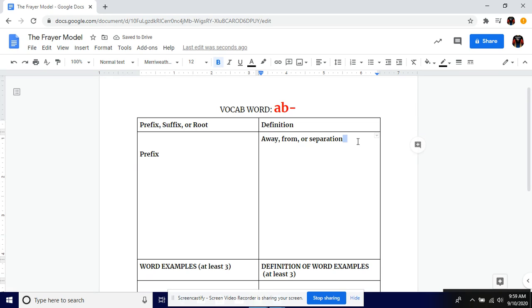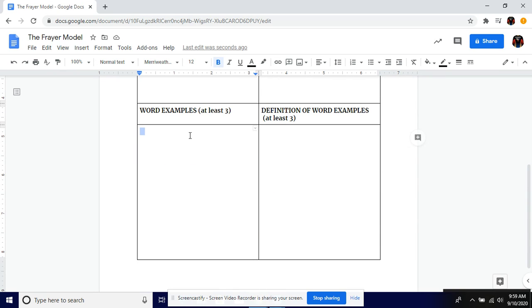And now that you have your word part and your definition, that is where you will now go down and fill out three words that you know start with ab. And it will now become clearer why these words mean what they do. So for example, absent. And we know absent means to be away from something. Other words could also be abnormal, or it can also be abolish.